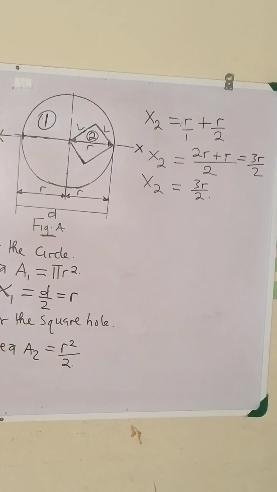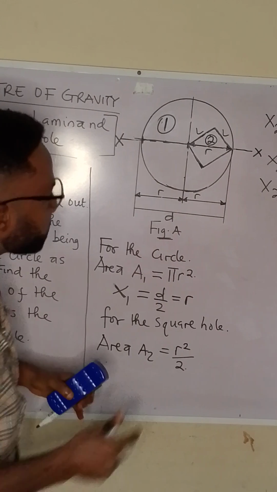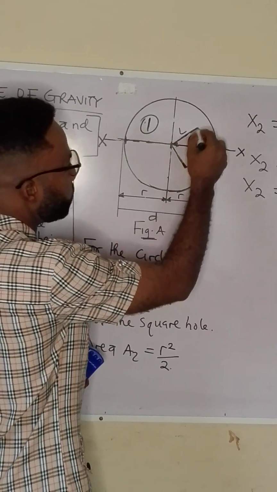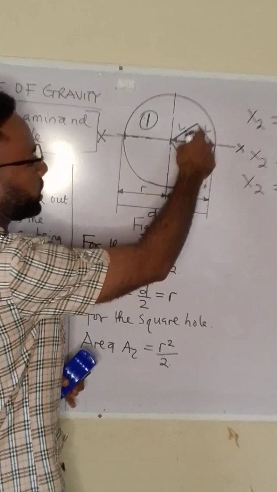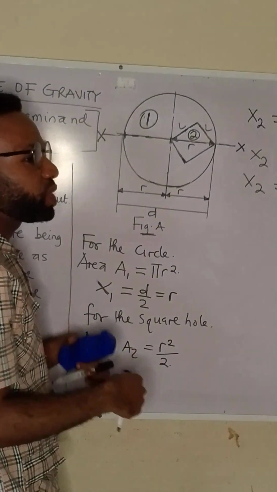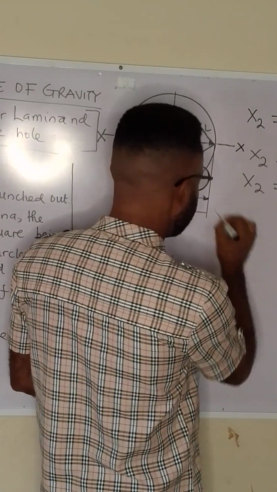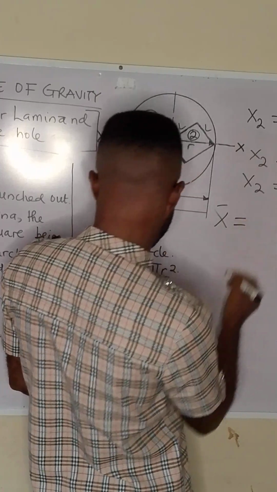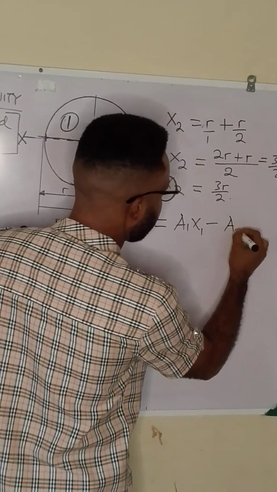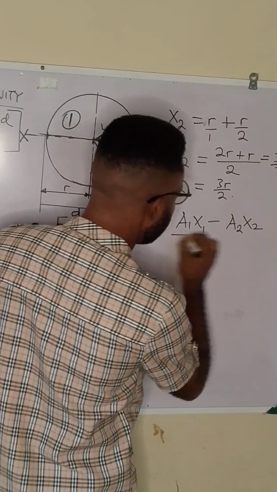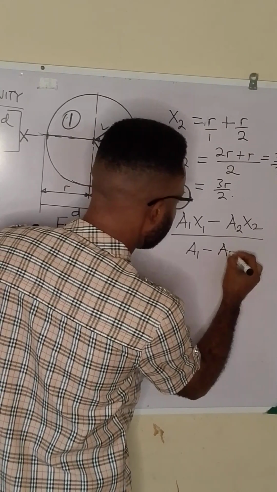Now, we can determine the center of gravity for this combination. Because this square hole is being cut out from this circle, it means there is a hole here. We are not going to add, instead we'll subtract. And this is how our formula will look like. The x bar, the center of gravity, will be a1 x1 minus a2 x2 divided by a1 minus a2.